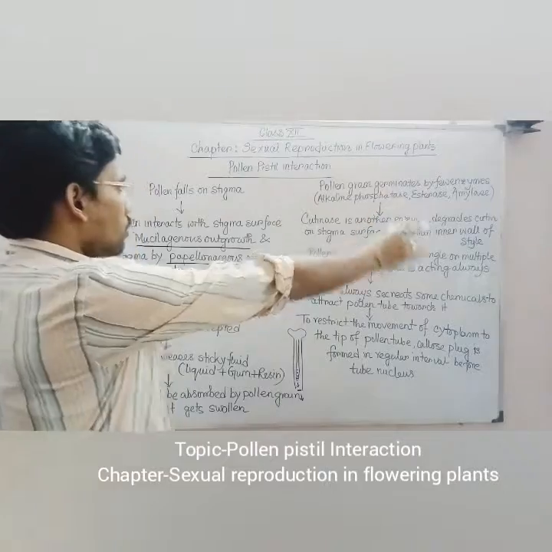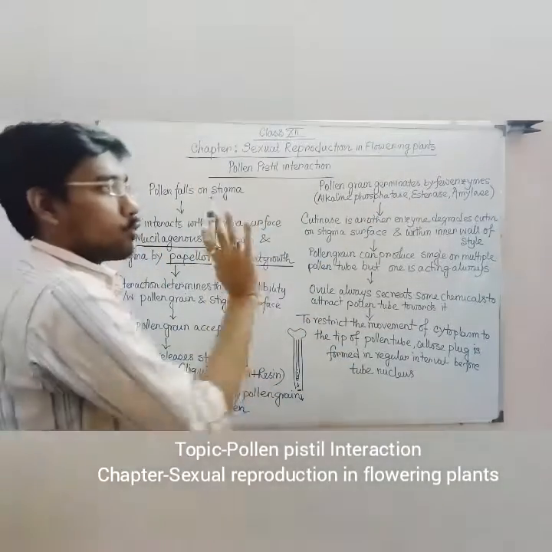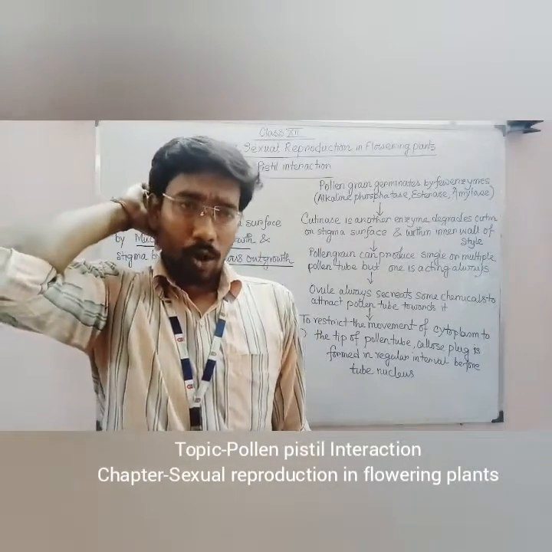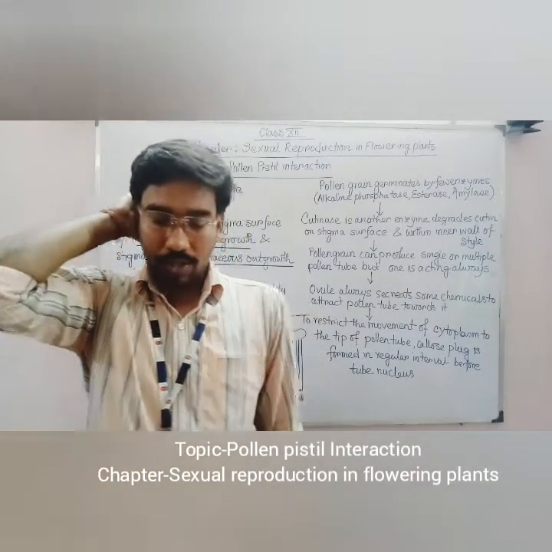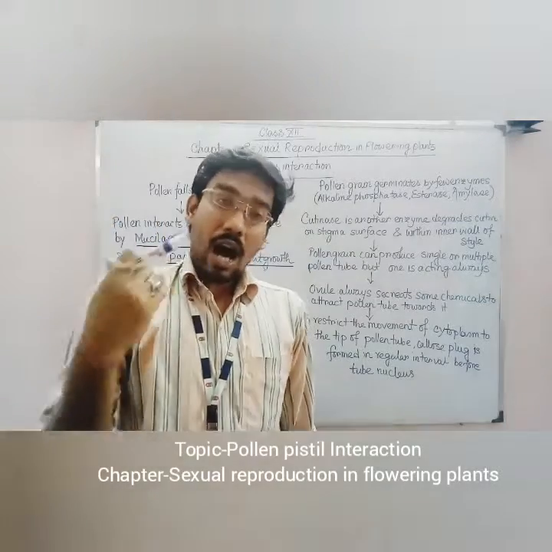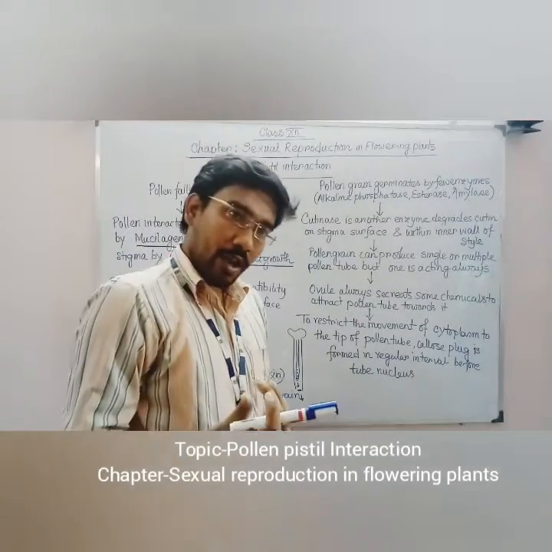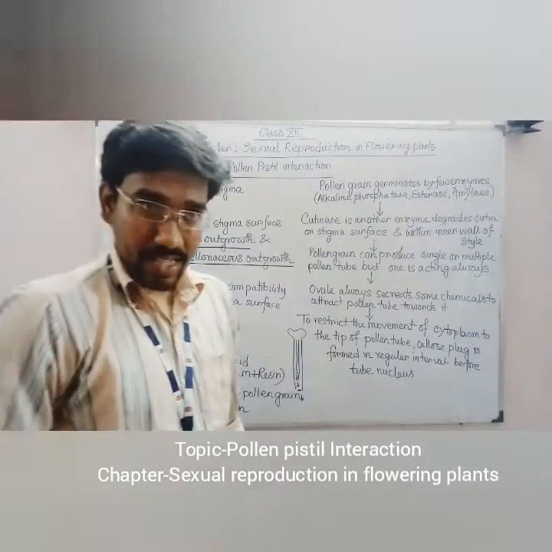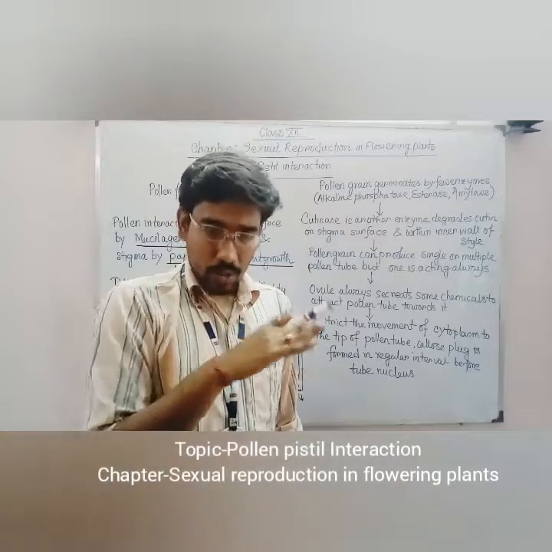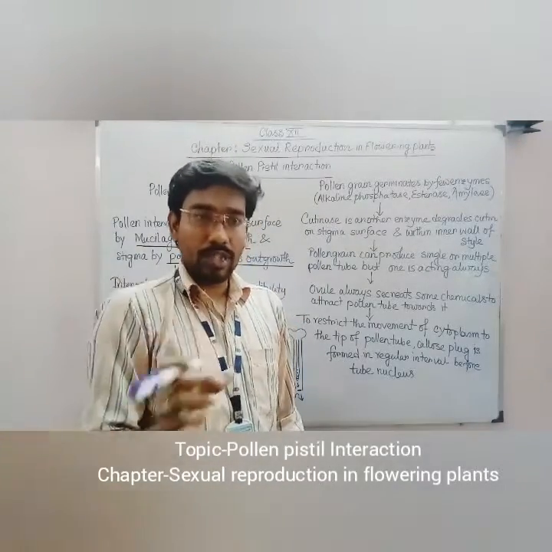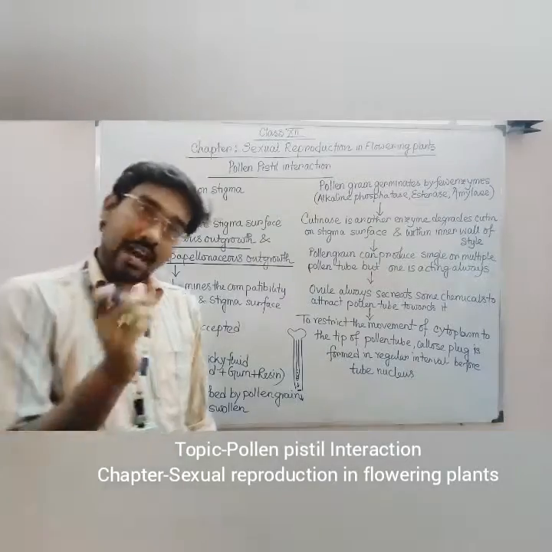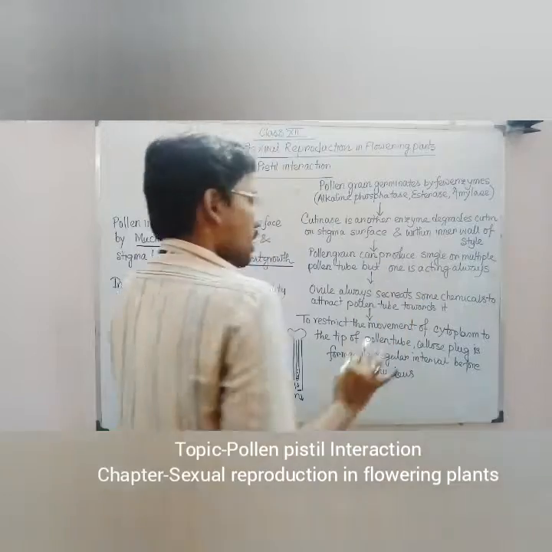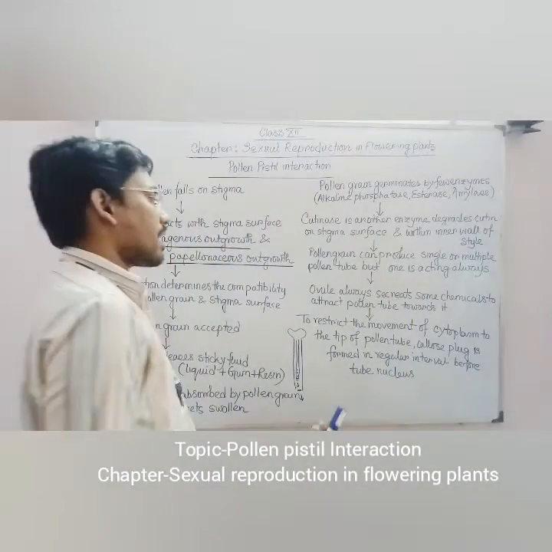Clear? So this is the overall process of pollen-pistil interaction. Pollen and pistil interact with each other on the surface of the stigma, and the pollen gets some sticky fluid from the stigma surface and absorbs it. After that, some enzymes are released by the pollen grain to germinate it, as well as cutinase, by which the cutin layer of the stigma surface is degraded, and the cutin present inside the wall of the style is also degraded. After all the degradation, the pollen grain can produce single or multiple pollen tubes, but one will always remain active.